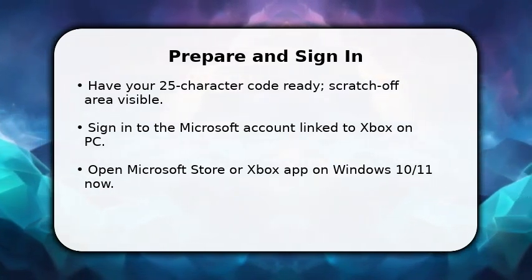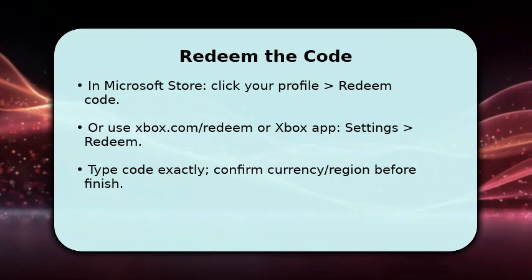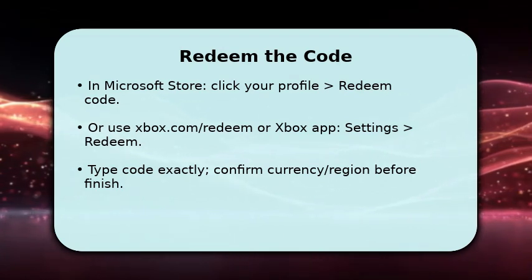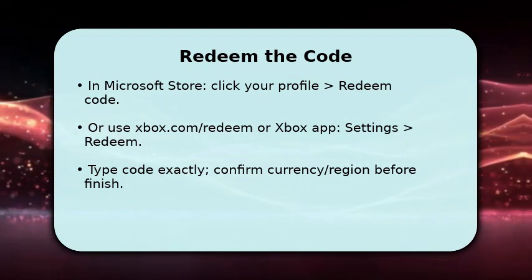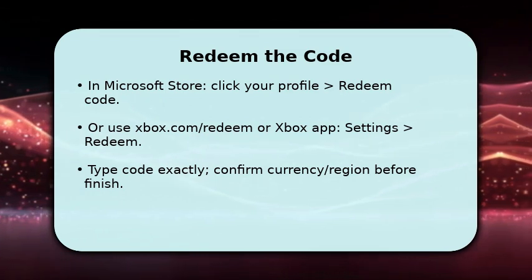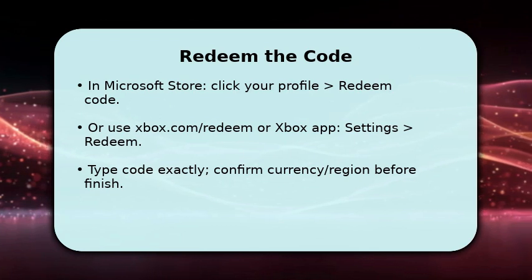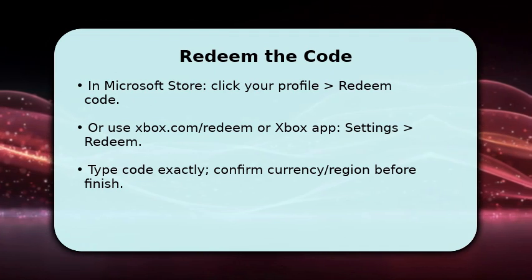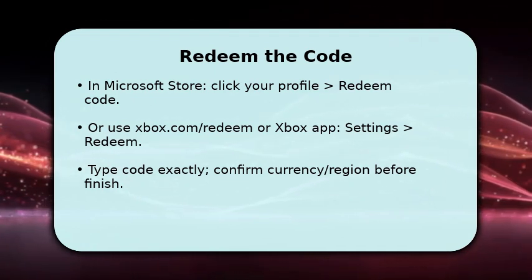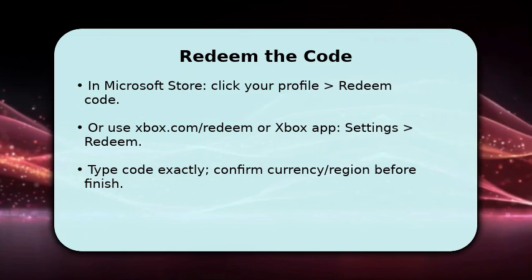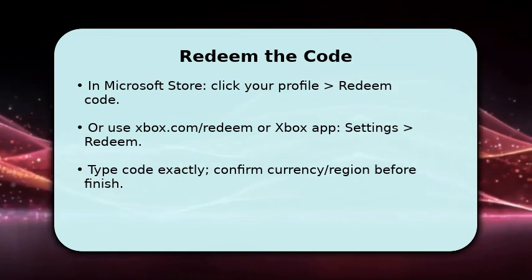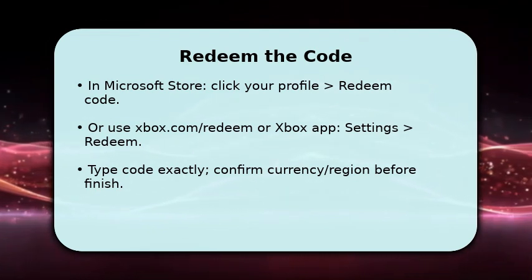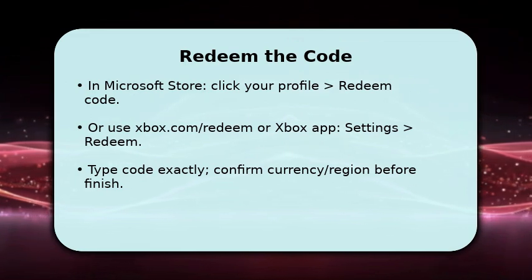Now you're doing the core action, redeeming. In the Microsoft Store, click your profile icon and choose Redeem Code, or open the Xbox app and go to Settings Redeem. Alternatively, visit the Redeem page on Xbox.com and sign in. Enter the 25-character code exactly as shown. Hyphens and letters matter. Make sure the displayed currency and region match your account because mismatches block redemption. Confirm the amount and accept any prompts. Once processed, the funds go into your wallet.